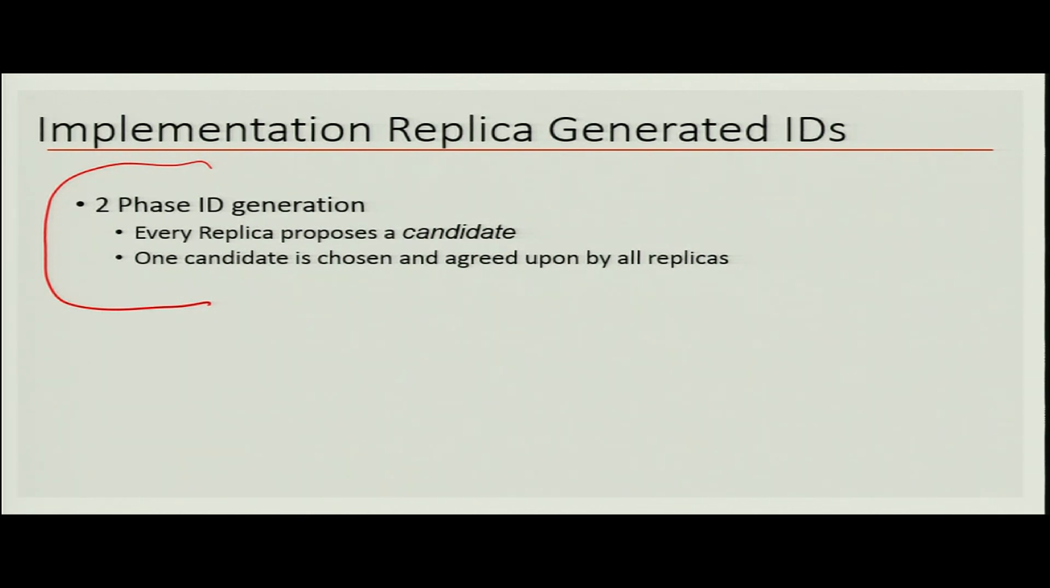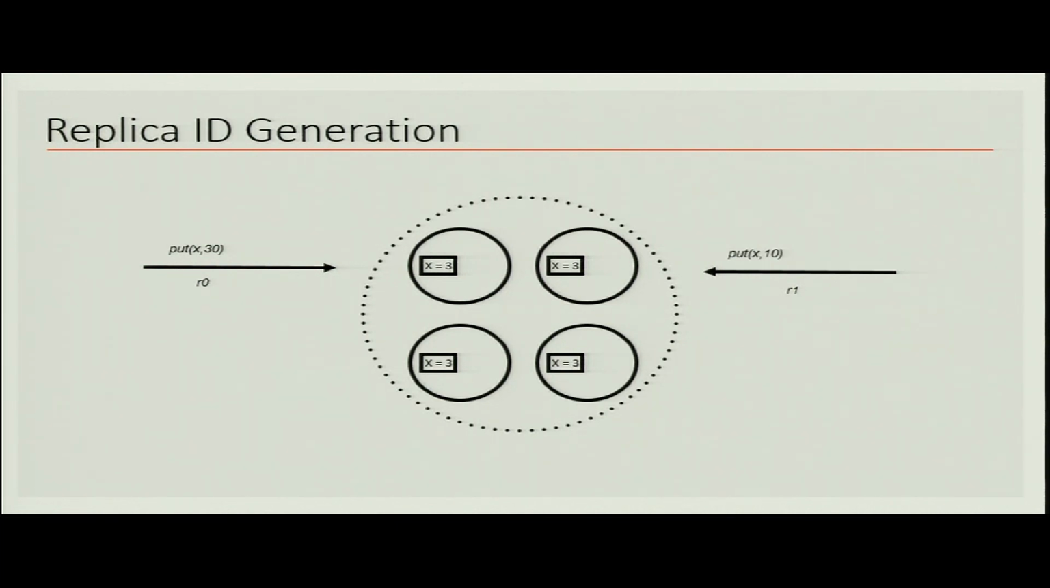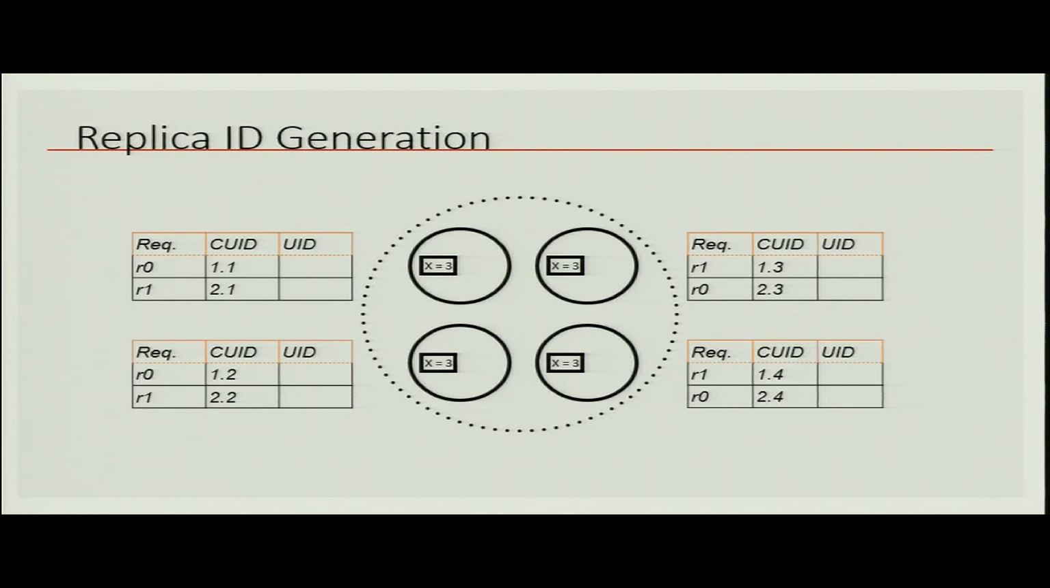What you do is you first generate local IDs. These are called candidate unique IDs. This guy decides that he will give R0 1.1 and R1 2.1. This guy decides he will give 1.2 and 2.2, and this guy decides he will give ID 1.3, 2.3, and this will be 1.4, 2.4. The 1, 2, 3, 4 are their own IDs. Each one is saying this is 1, this is 2.